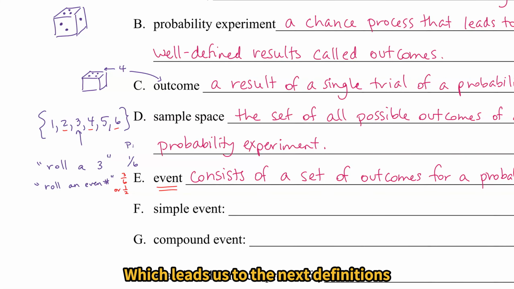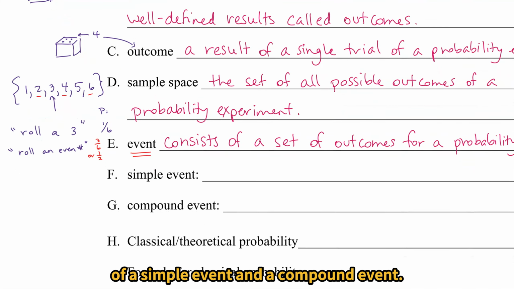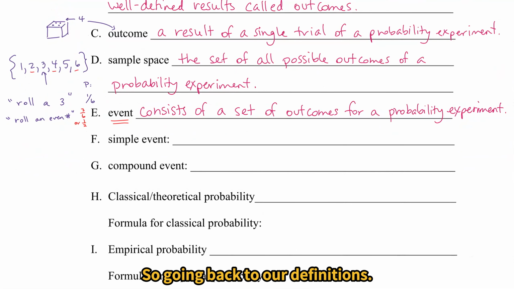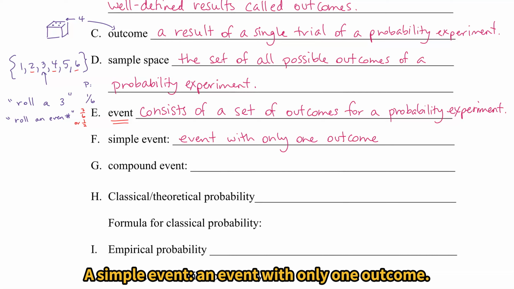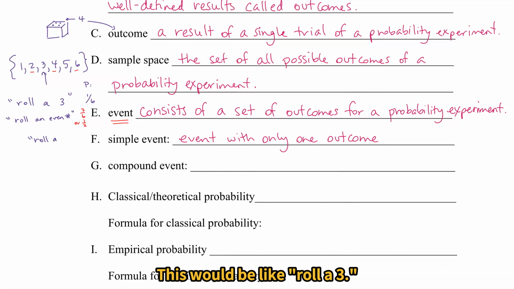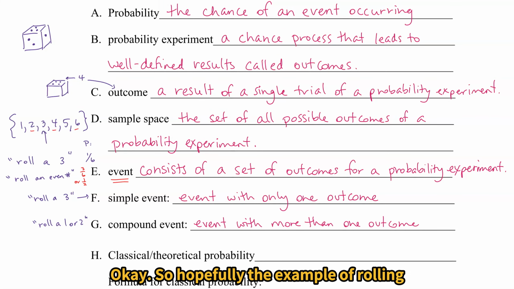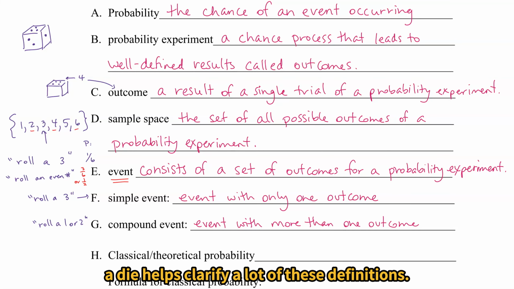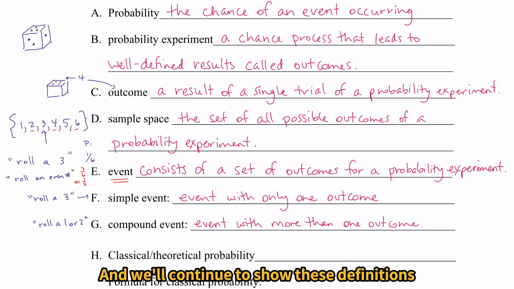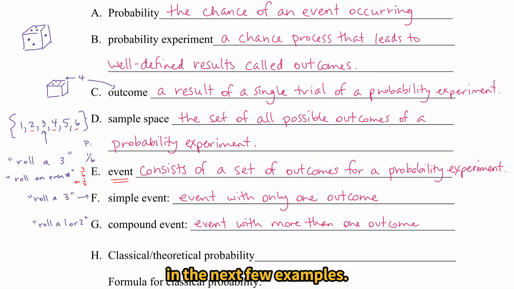Which leads us to the next definitions of a simple event and a compound event. So going back to our definitions, a simple event is an event with only one outcome. This would be like roll a 3. A compound event is an event with more than one outcome, which could be roll an even number. It could also be roll a 1 or a 2. I have 2 outcomes there. Okay. So hopefully the example of rolling a die helps clarify a lot of these definitions, and we'll continue to show these definitions in the next few examples.